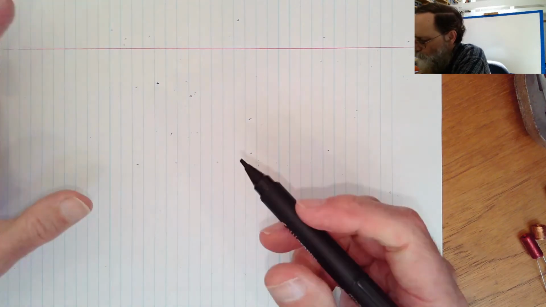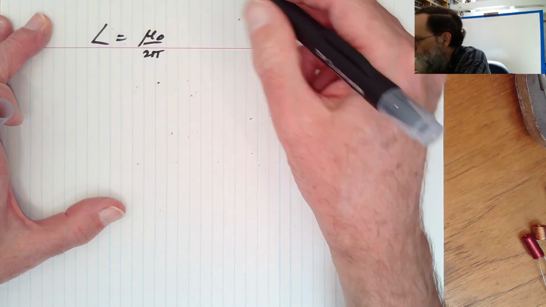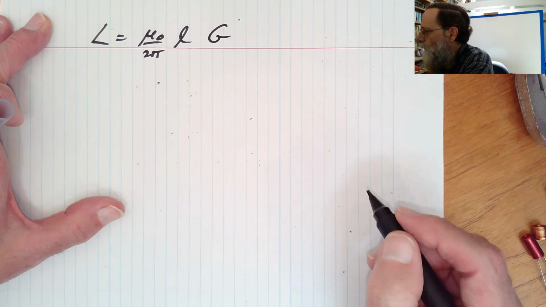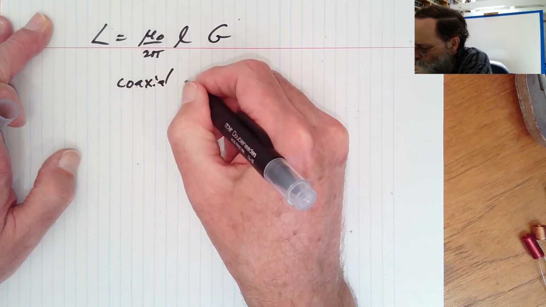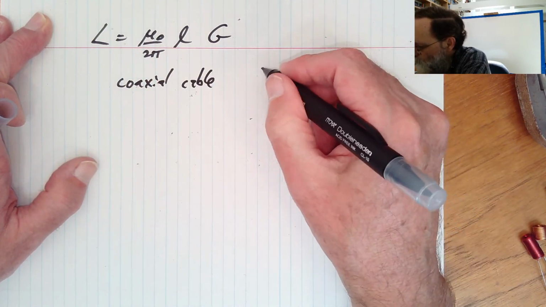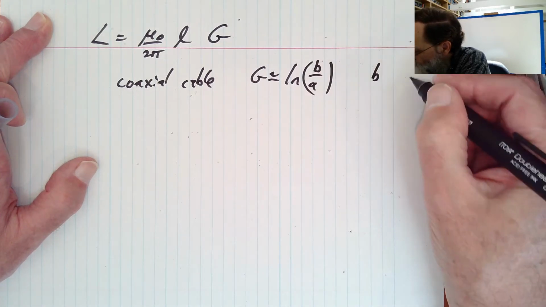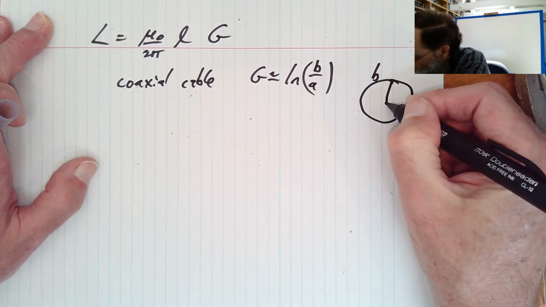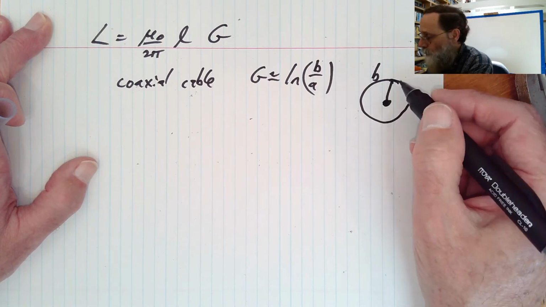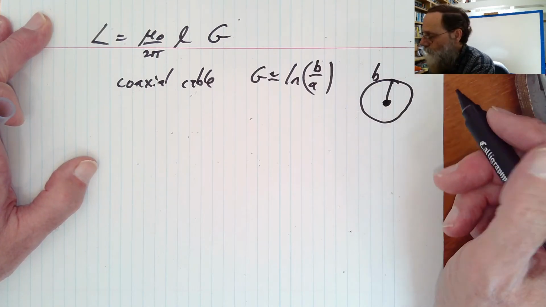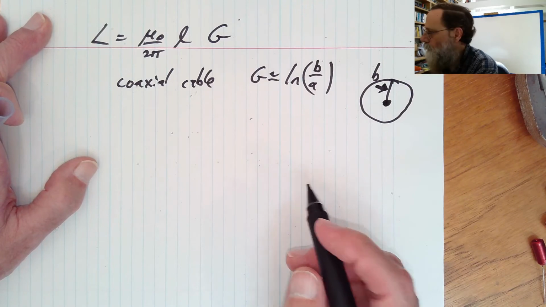So again, all these things are, inductance is mu 0 over 2 pi times the length of the wire times G. If we look at a coaxial cable, we have G is about natural log of B over A, where B is the radius of the outer conductor. So a coaxial cable has an inner conductor, that's the radius A, and an outer conductor, which is a sort of cylindrical shell around it, and the radius of that is the top part of this ratio here.